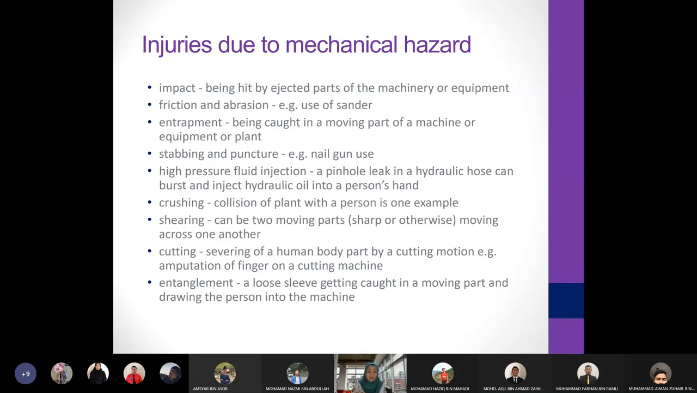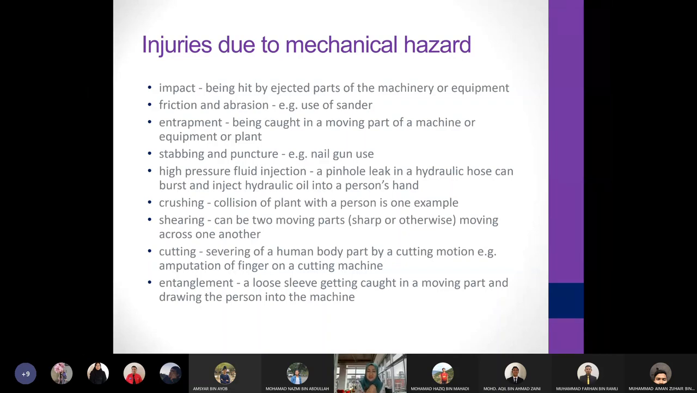You can also get stabbed and punctured. For example, if you use a nail gun and accidentally nail your hand, you puncture yourself. You can also get injuries by high pressure fluid injection. If there's a high pressure fluid, it can burst and inject hydraulic oil into a person's hand. And then crushing. Crushing is, for example, a collision of plant with a person. And then shearing. Shearing is like cutting, when you have two sharp moving parts moving across one another like scissors. If you have your fingers between them, it will just shear your fingers.